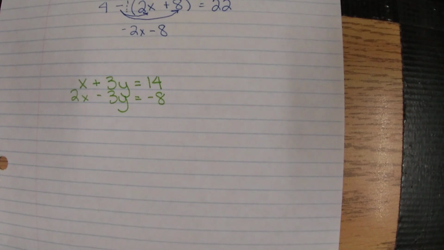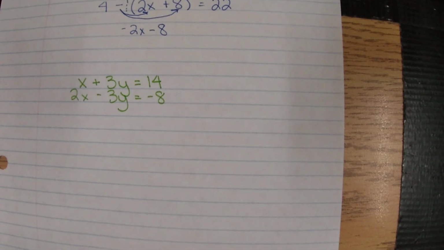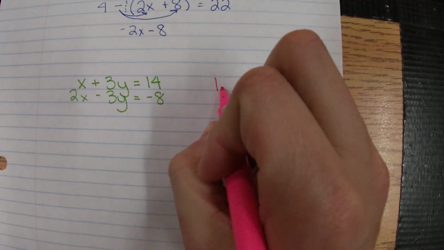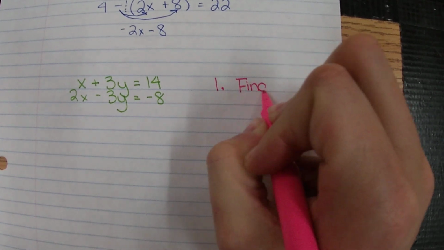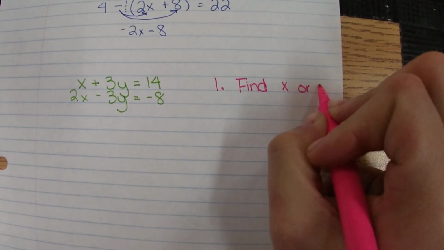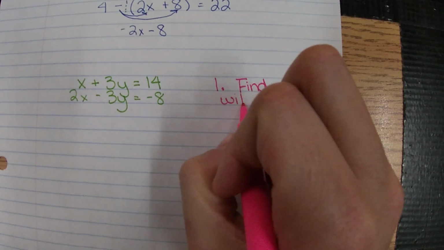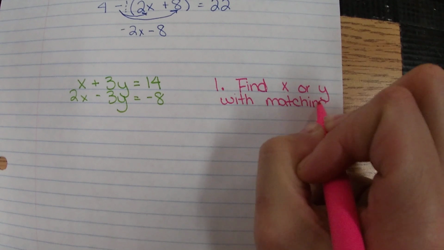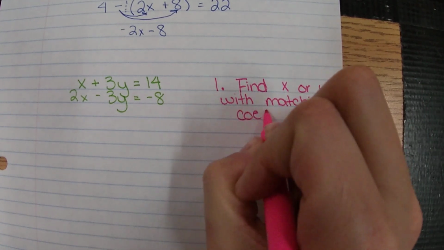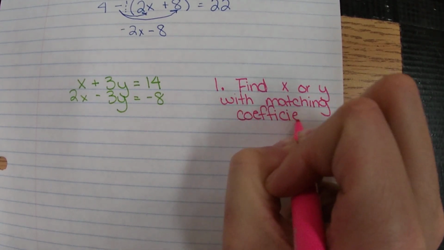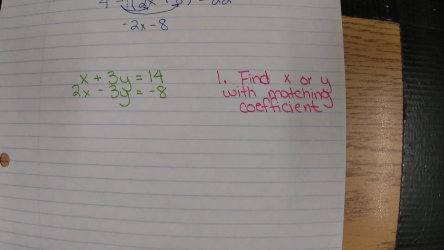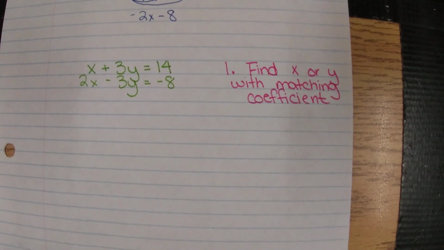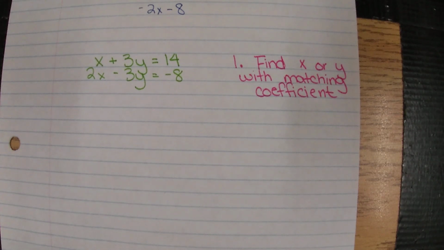When we are in that format, the first thing that we want to look for is an x or a y with a matching coefficient, a matching number in front. The number in front is called a coefficient. Right now, we're not going to worry about if it's positive or if it's negative. We just want to see a matching coefficient in front.